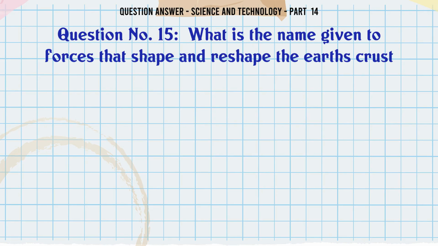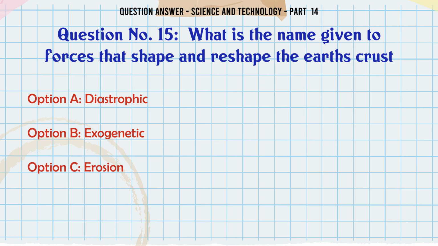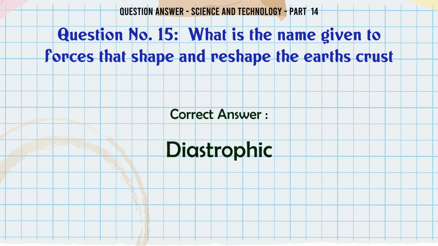What is the name given to forces that shape and reshape the Earth's crust? A. Diastrophic. B. Exogenetic. C. Erosion. D. Tectonic. The correct answer is diastrophic.